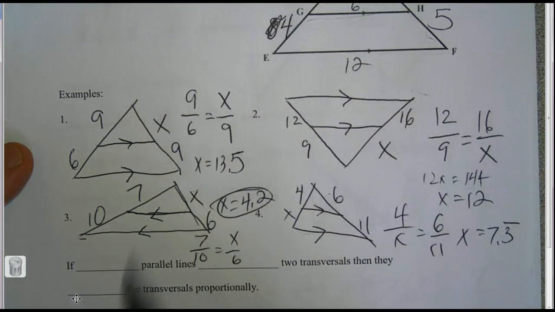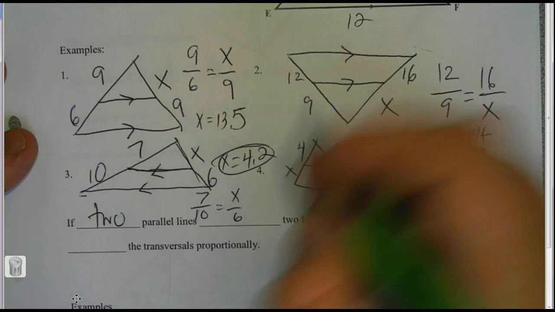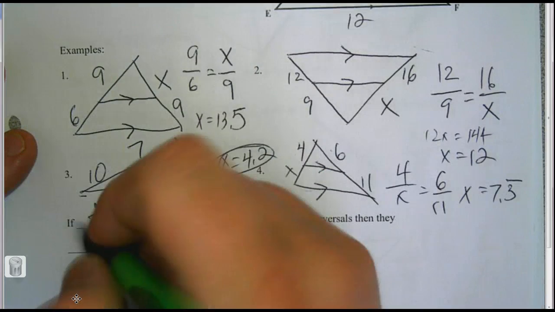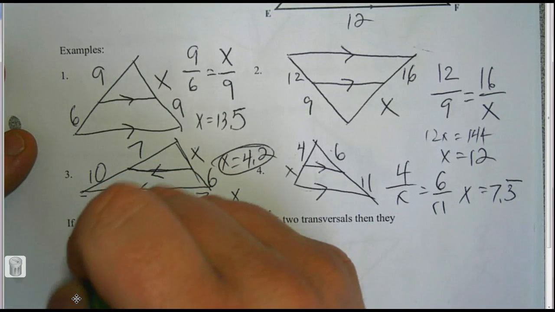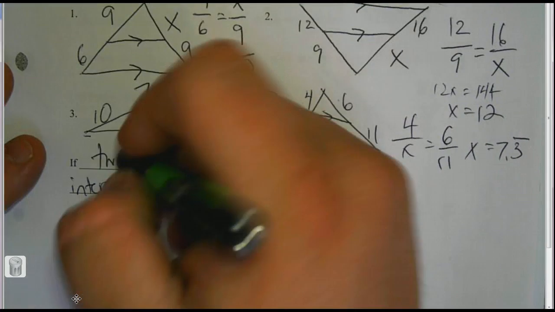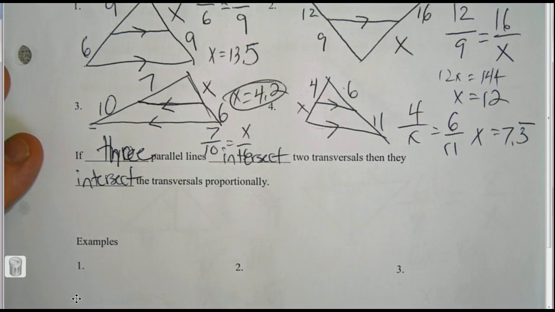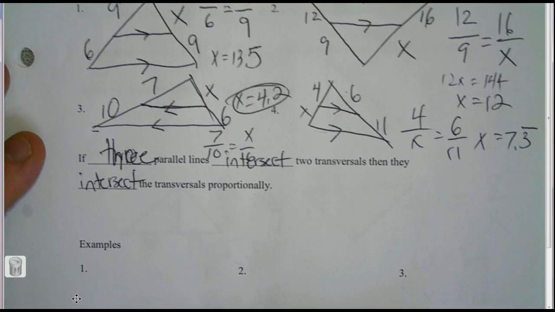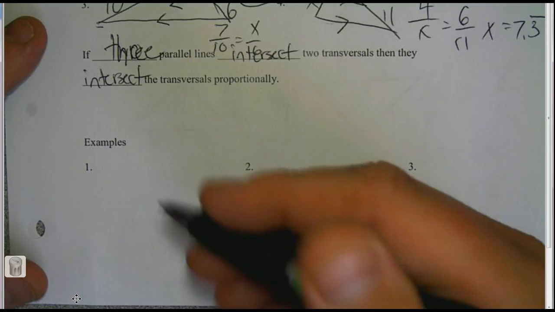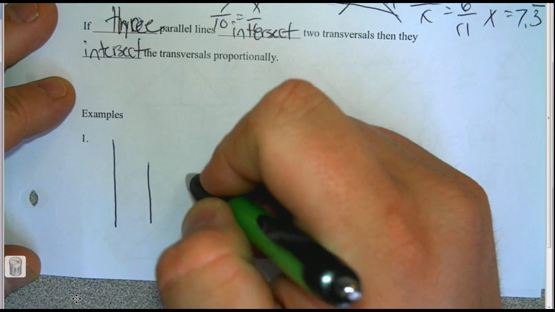Okay. The other part of this rule, though, is if two parallel lines intersect two transversals, then they intersect the transversals proportionally. So, and I'm sorry, we're going to change this to 3. If 3 parallel lines intersect two transversals, then they intersect the transversals proportionally. 2 or 3, it doesn't matter, but it's going to take 3 to do what we need to do in the picture. So we're going to draw 3 lines like this. Make them smaller as they go.